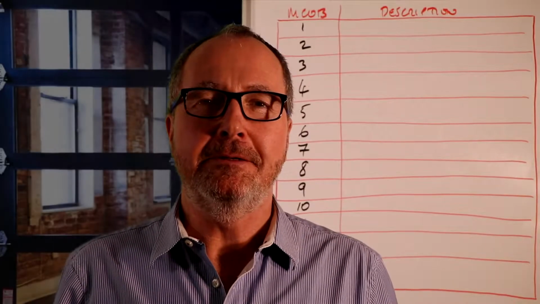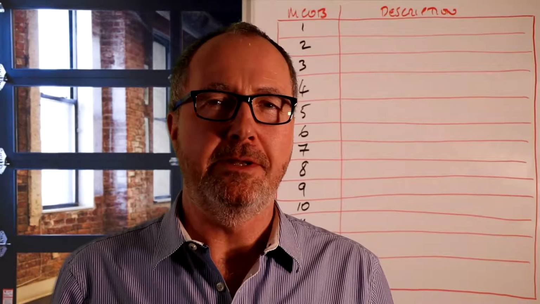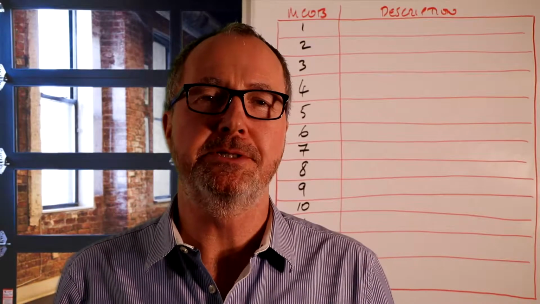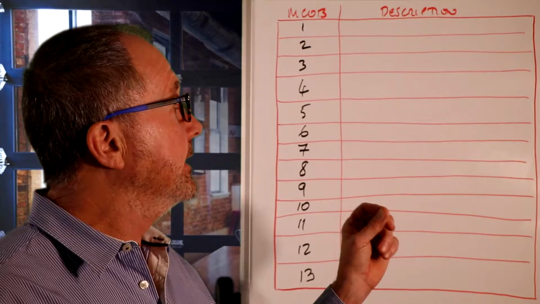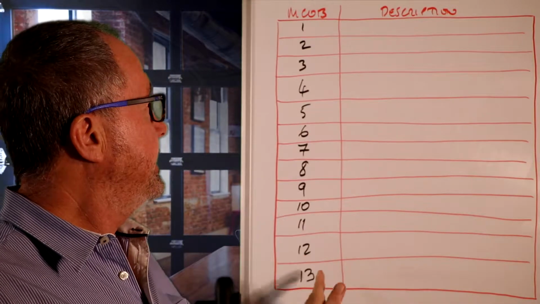Yeah, let's take a quick overview, if you like, of all the different MCOBs. That's the Mortgage Conduct of Business Rules. I put them up here for you, MCOBs, and I've got all 13 here. I just want to give you a brief description of them all, really, before you dive into detail.